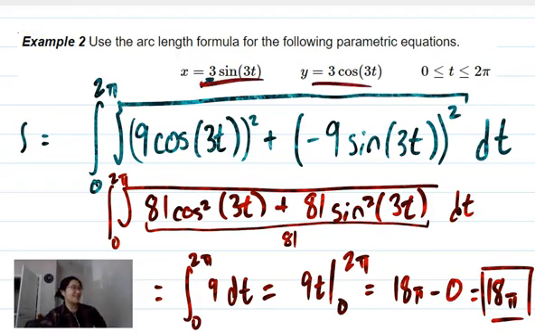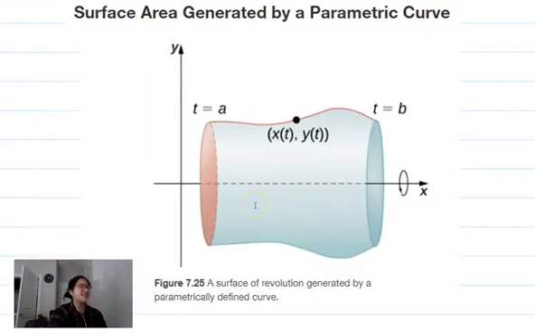Amazing. Math is so cool. Alright, last up, we have our surface area, which is just taking our arc length and rotating it, right?